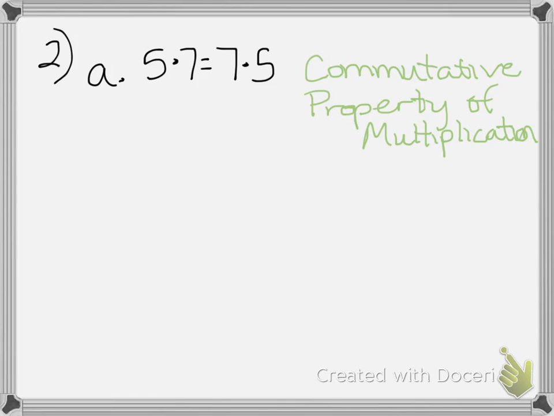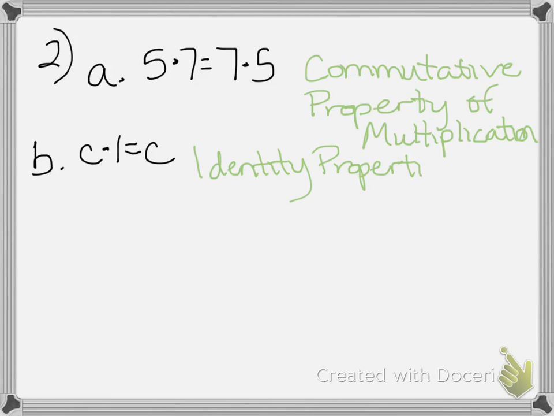You have to specify if it's of multiplication or if it's of addition, because even though they work the same way, this is not an addition problem. So you need to say that it's the commutative property of multiplication. It's the flip-flop rule. So letter B says C times 1 equals C. Well, that is the identity property of multiplication.